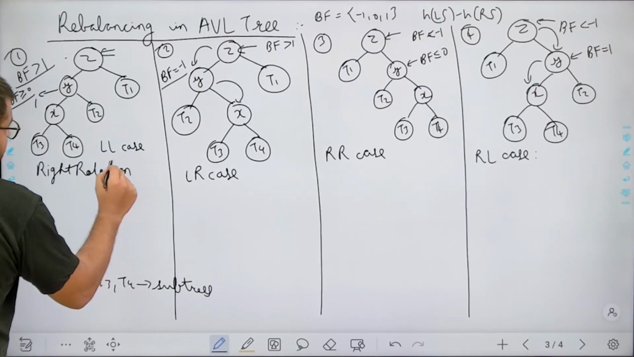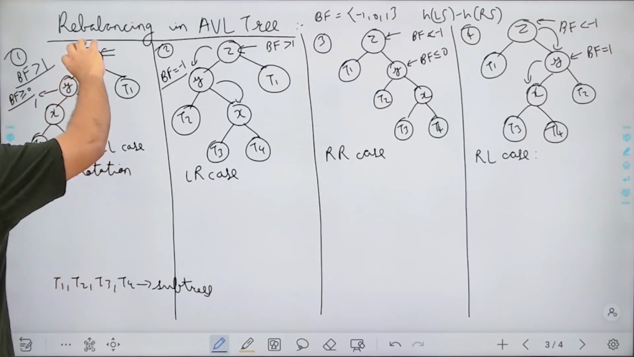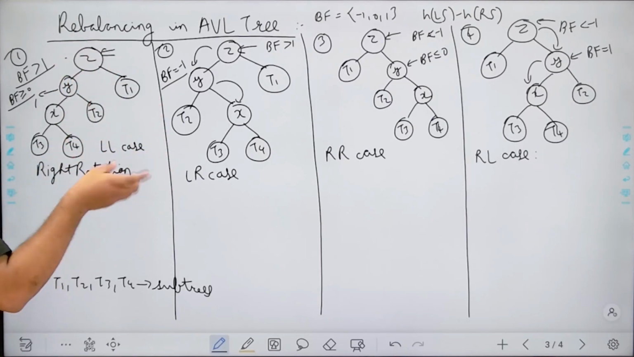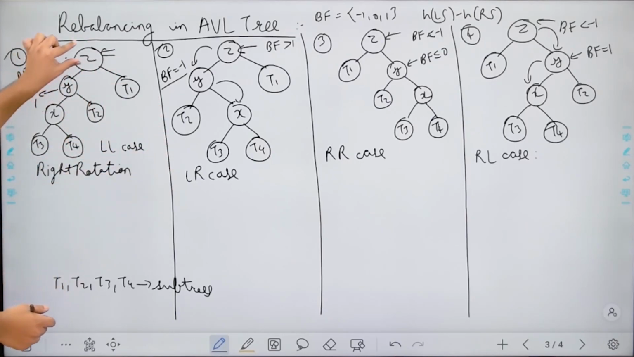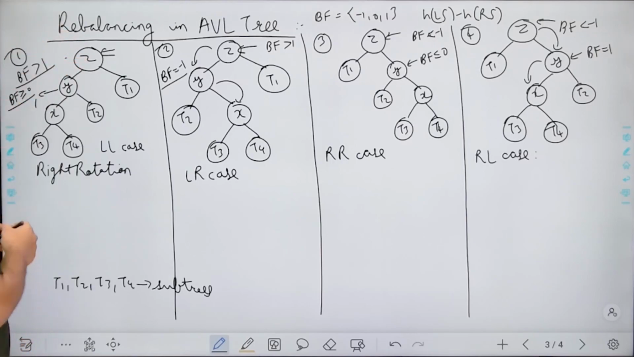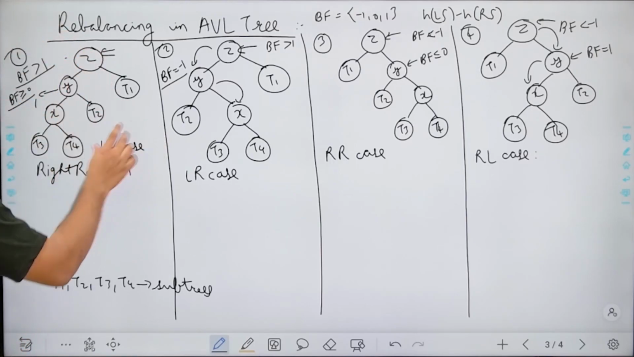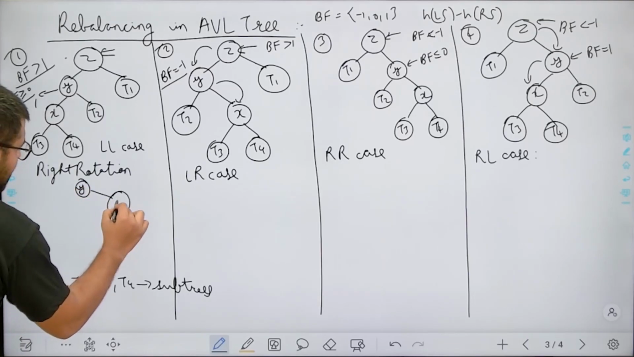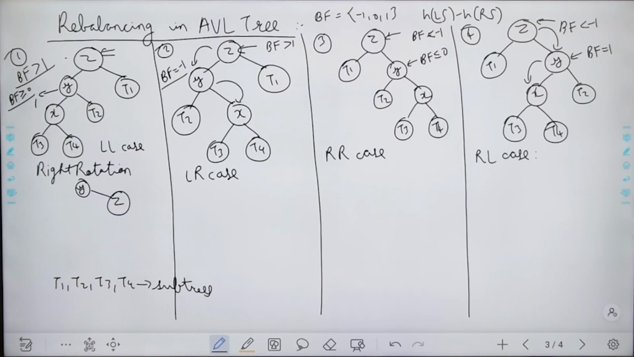So what does right rotation mean? It means that you take the node which is imbalanced and rotate it on the right hand side. Now understand this, what will happen? Y will become the parent node, and z will become the right hand side child of y. Is this much clear?